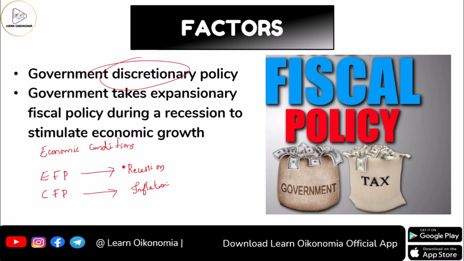And in the case of expansionary fiscal policy, what happens is that the government will be reducing the taxes and it will increase spending. And in the case of contractionary fiscal policy, it will increase the tax and it will reduce the spending. That is how it goes.